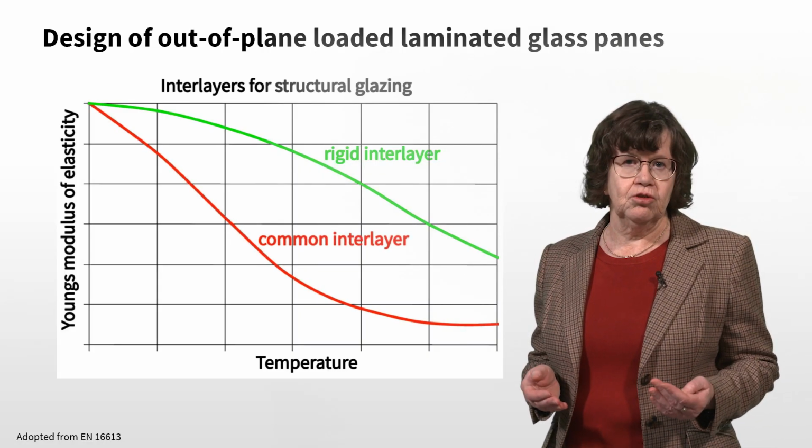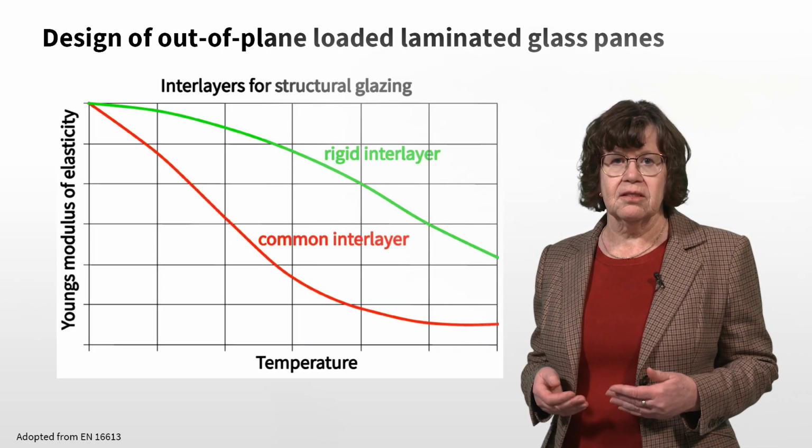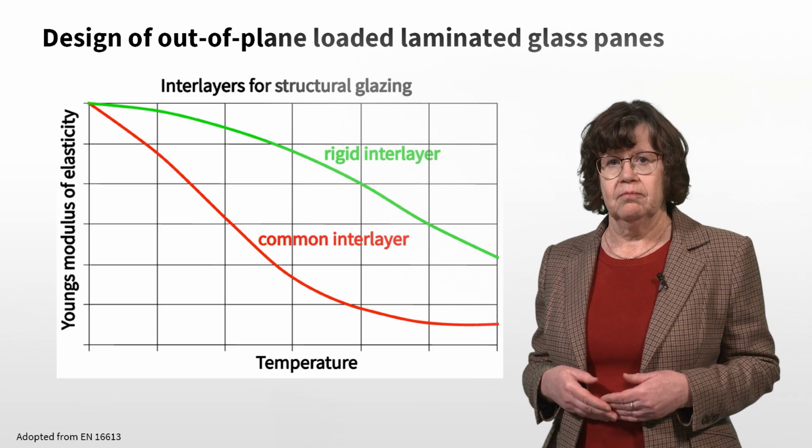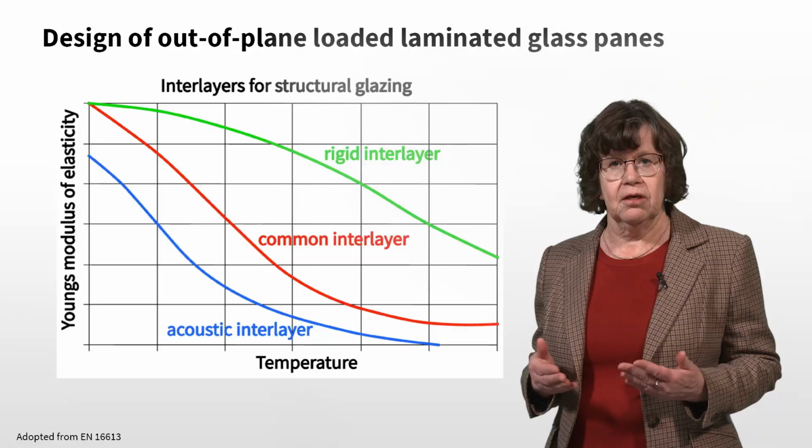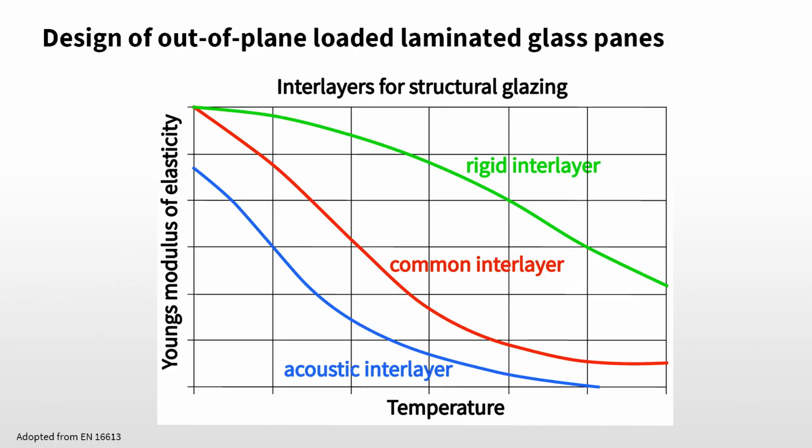The interlayer needs to be classified into stiffness classes according to its behavior. The typical behavior of different interlayers is shown here. The class 2 curve is characteristic for ionomer interlayer. The middle curves describe the behavior of the conventional PVB interlayers of class 1, and the lower curves are typical for acoustic PVB interlayers of class 0.